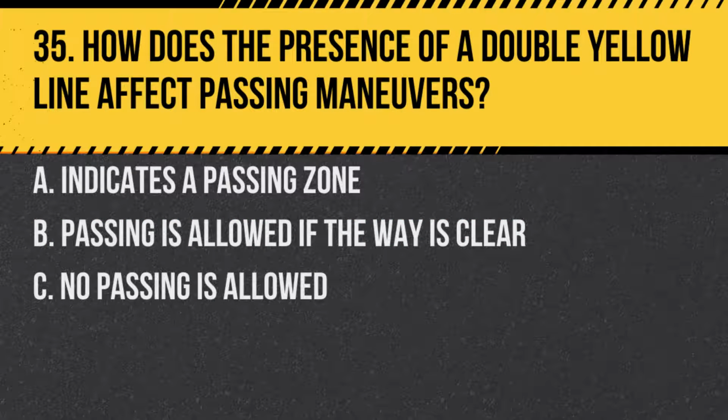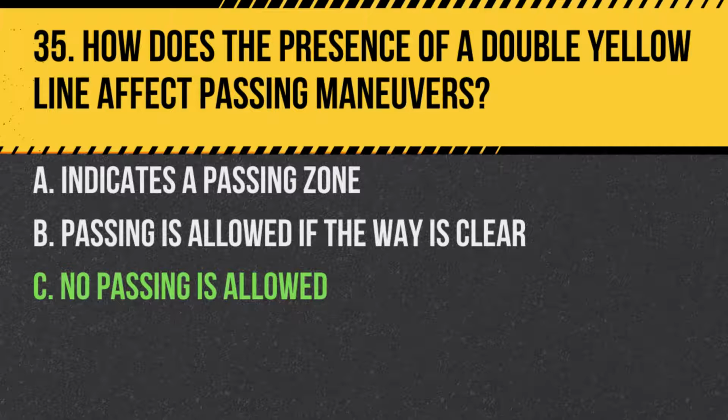Question 35. How does the presence of a double yellow line affect passing maneuvers? A. Indicates a passing zone. B. Passing is allowed if the way is clear. C. No passing is allowed.